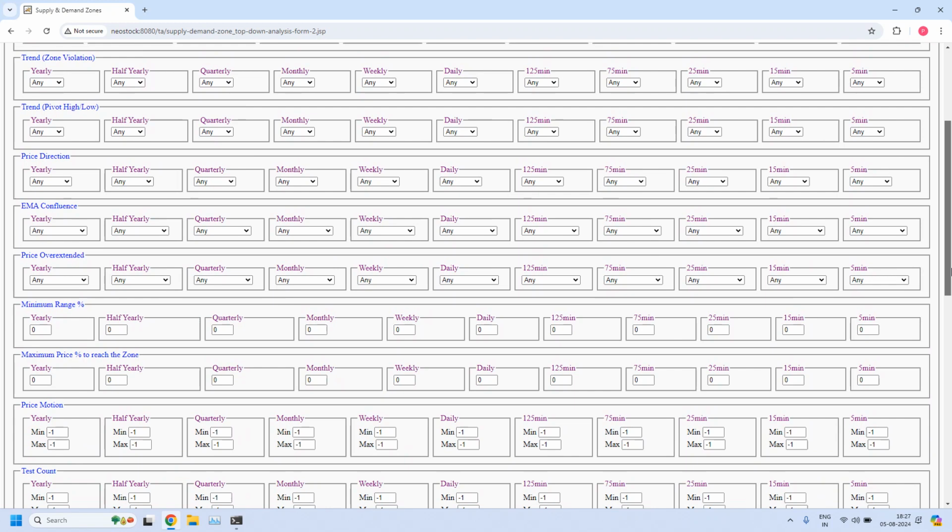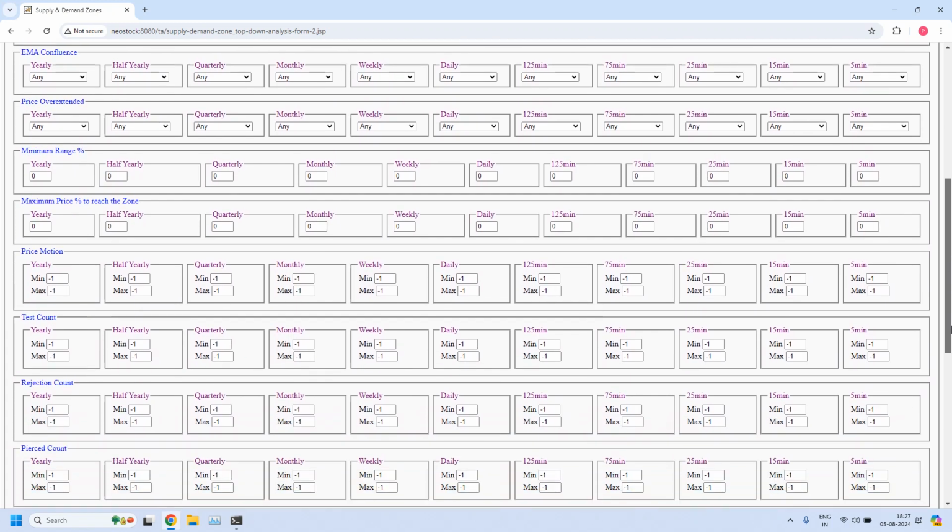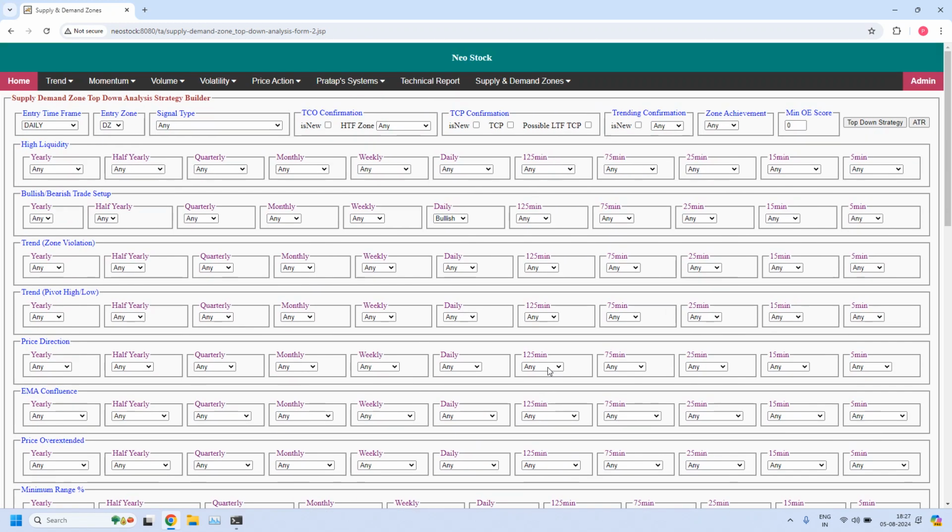First filter is we don't want pierced zones. So the pierced zones on the entry time frame, that is daily time frame, I am setting minimum value 0, maximum value 0, which indicates pierced count is 0. That means zone is not pierced. And the zone achievement is a VOZ, violated opposing zone. Achievement should be there. Then only it is a tradable zone, and minimum order enhancer score for bullish or bearish trade setup is 12.